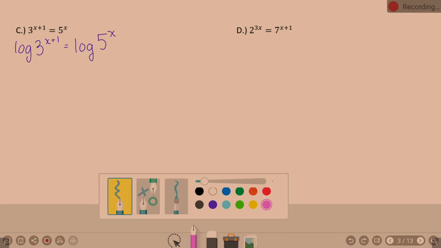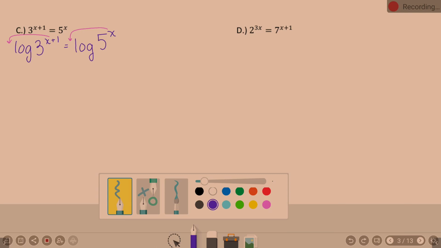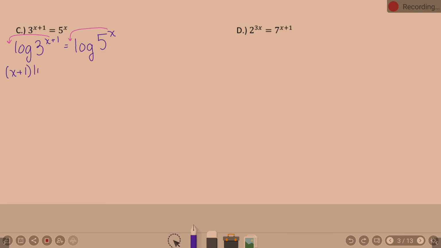After you take the log of both sides, what do we do now? Okay, move your powers out front. Okay, use that power property. So now, on the left, when I move x plus 1 out front, realize that's more than one thing. I'm going to put x plus 1 in parentheses times log of 3. On the right, when I move the x out front, it's just x times log of 5. I don't have to have that one in parentheses. Okay?